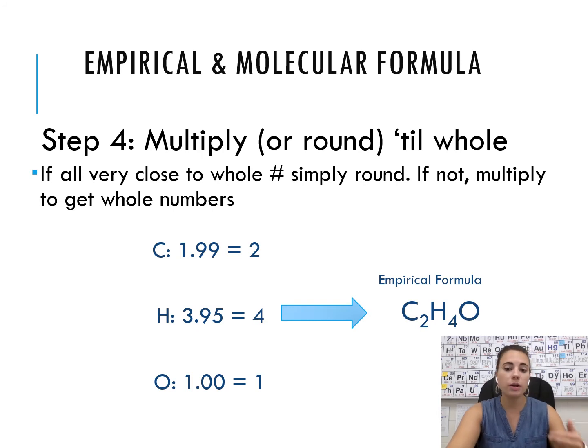So the empirical formula of this compound is C2H4O. We figured out that this compound has a ratio of 2 carbons for every 4 hydrogens for every 1 oxygen. That's what an empirical formula is. So any compound with this empirical formula would have to have that ratio 2 to 4 to 1.